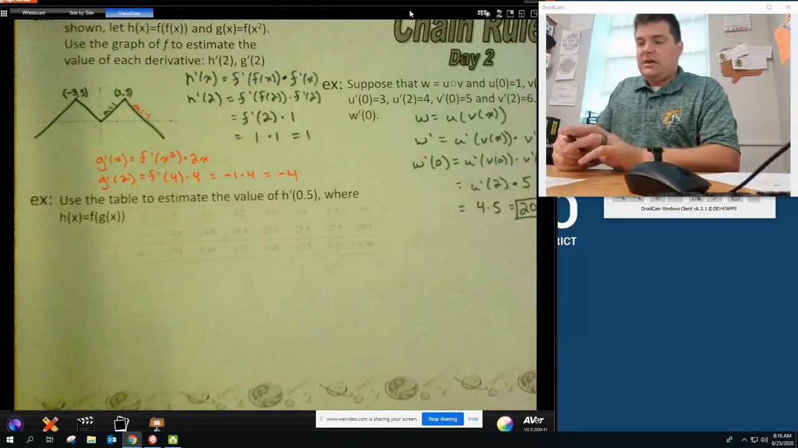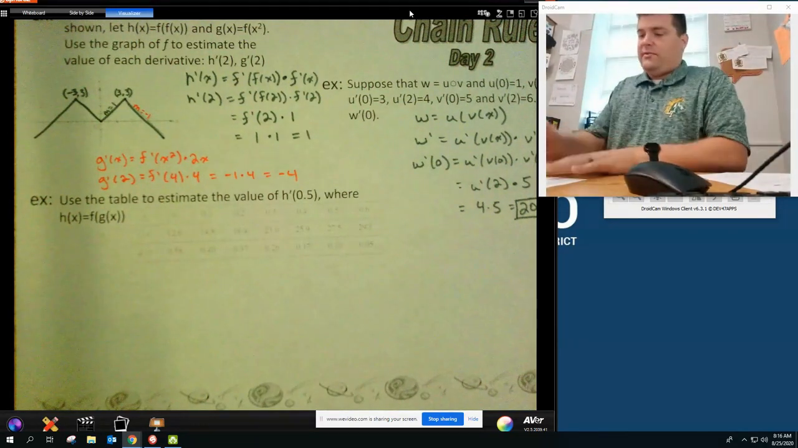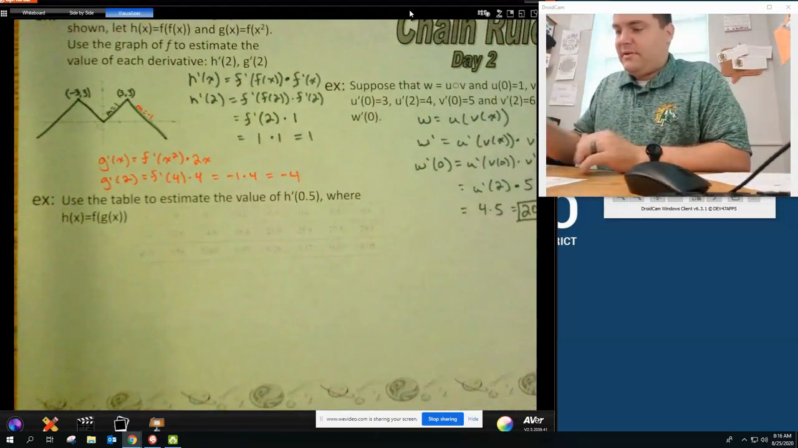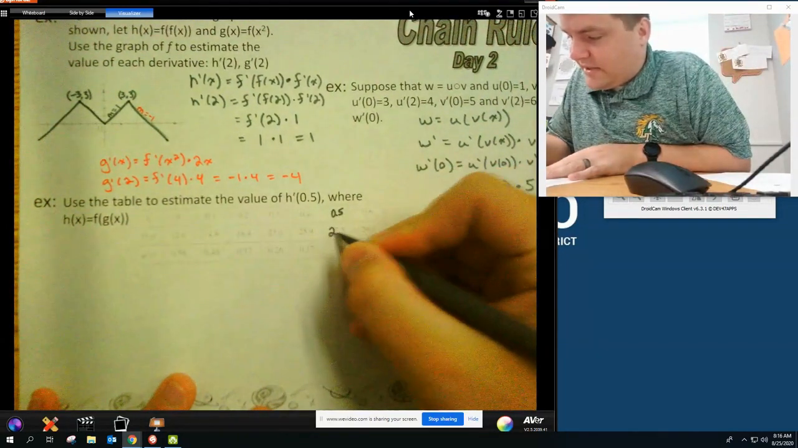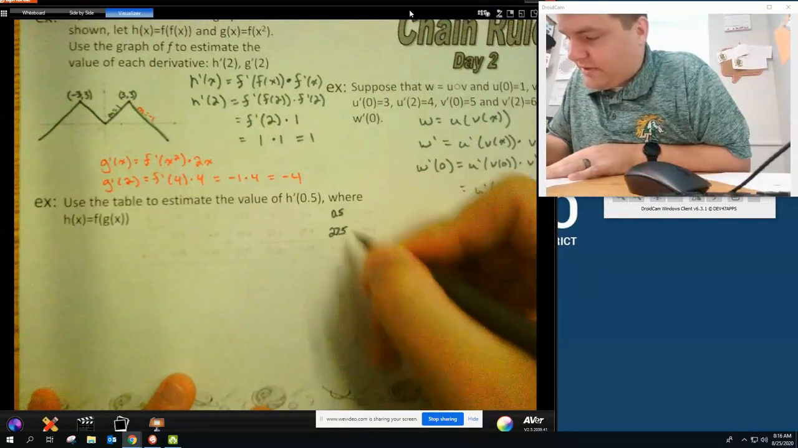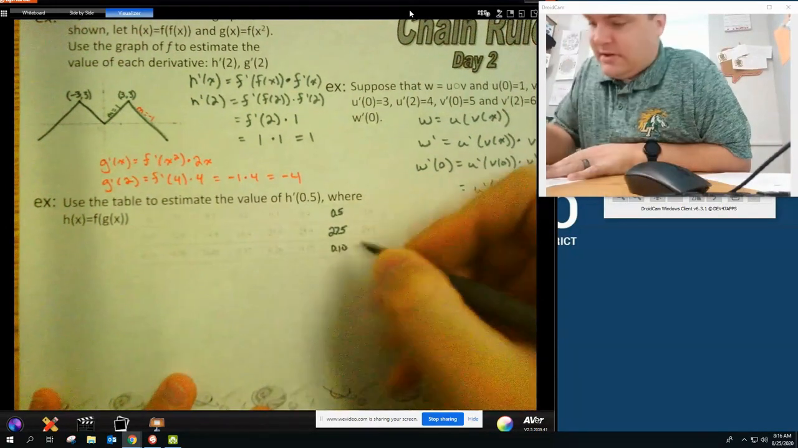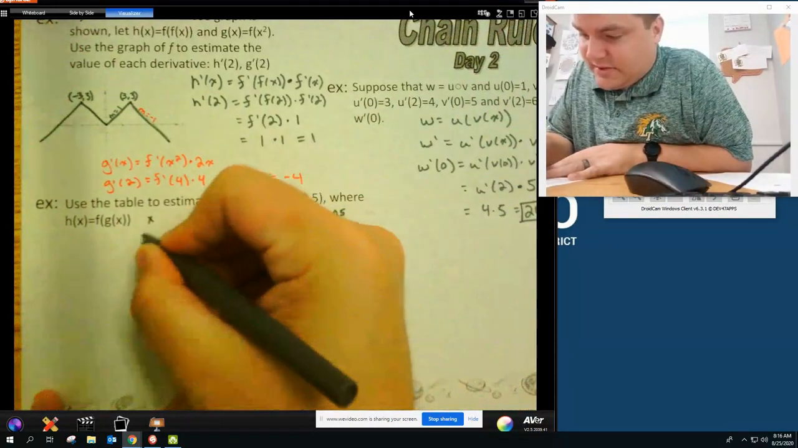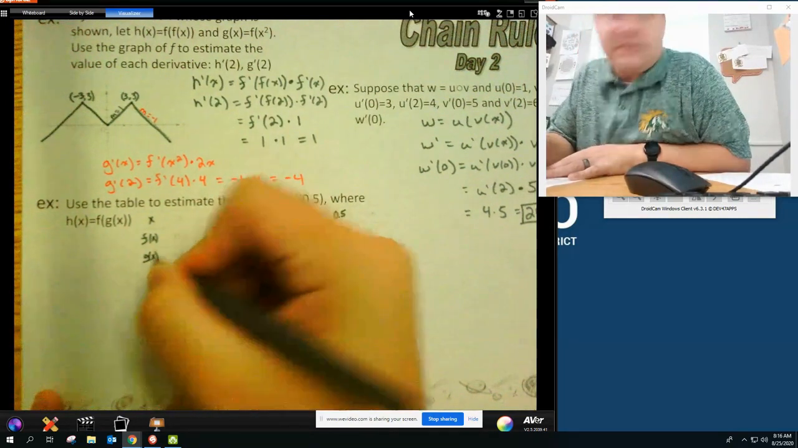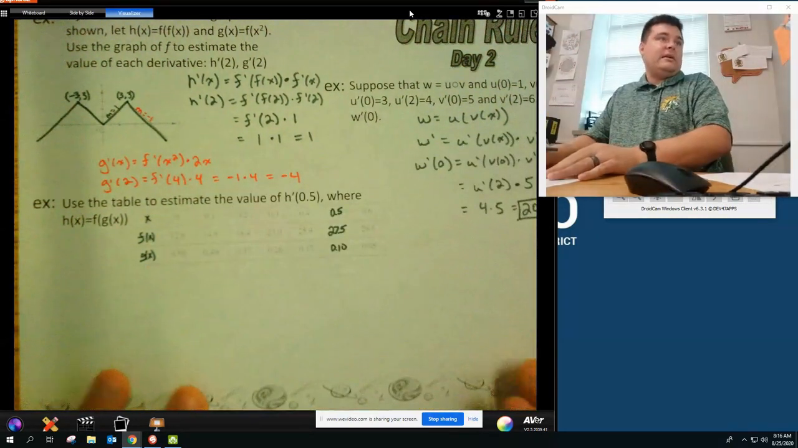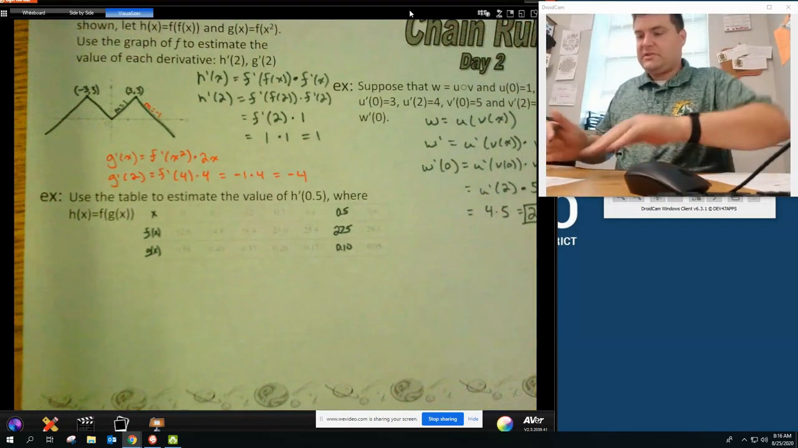So use the table to estimate the value of h prime of 0.5. So right here is 0.5, and I'll highlight these values here. And this is x's, this is f of x, and this is g of x. So you can see it a little bit better on here. So let's go do this.